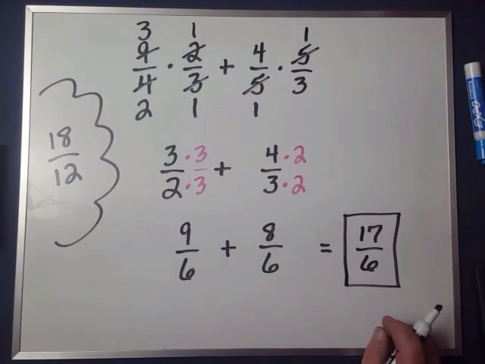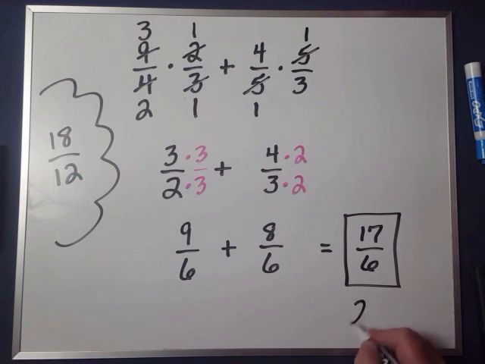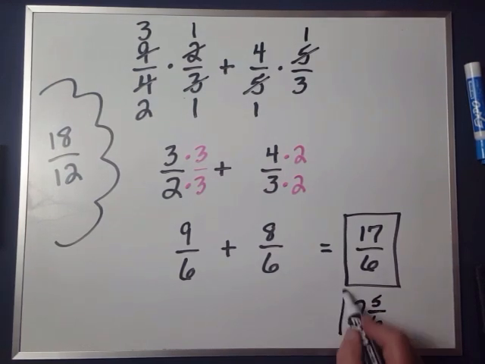Now, because it's top heavy, we call it an improper fraction. And that is unfortunate because there's nothing wrong with an improper fraction. In fact, in algebra, we prefer an improper fraction to a mixed number. You could certainly divide this out. 6 goes into 17 twice, remainder 5. So this is the same as 2 5/6.